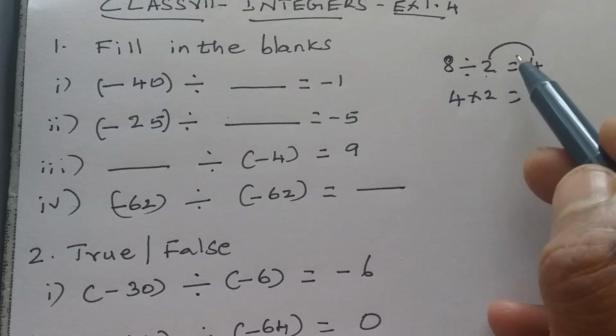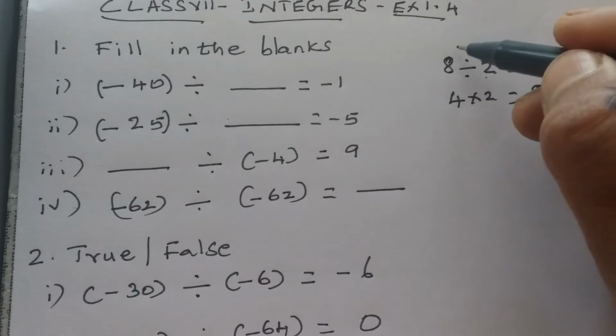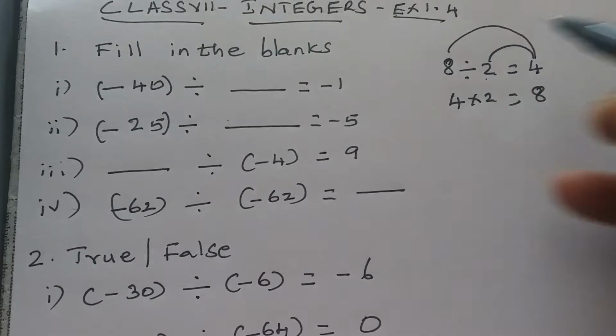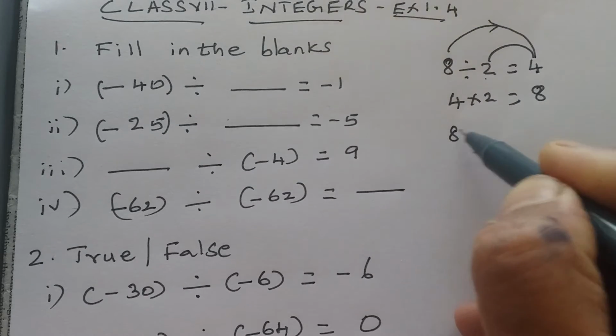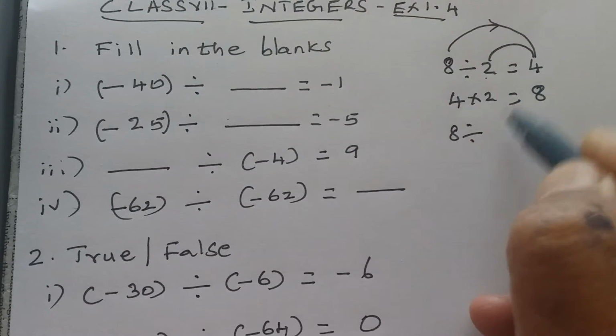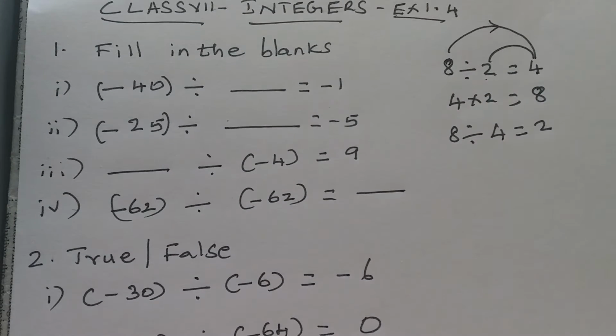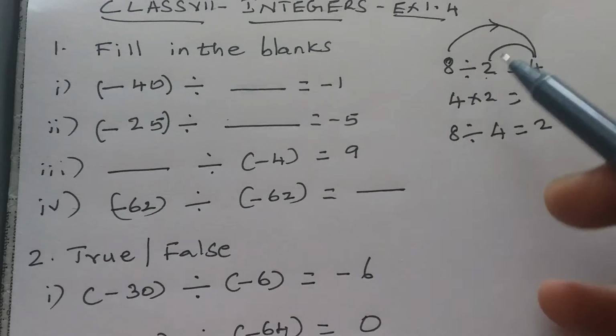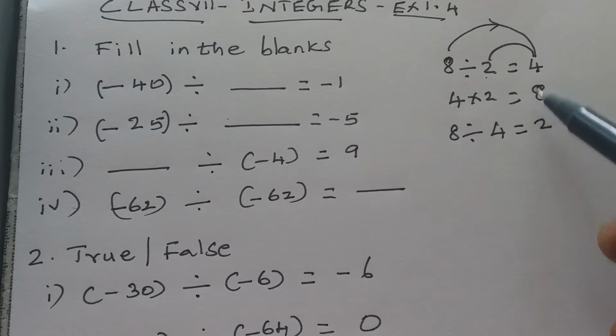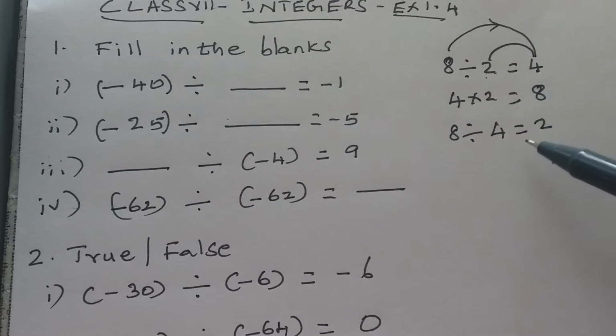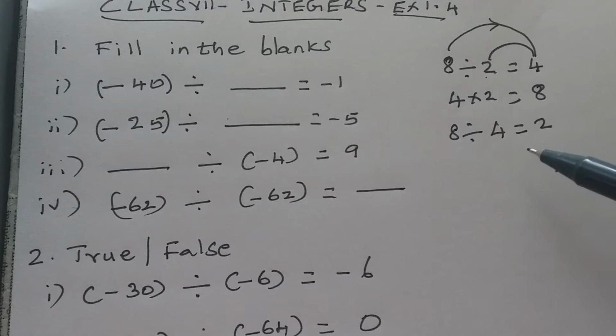And from this division sum, we can make one more division sum, that is 8 divided by 4. The dividend 8 divided by the answer 4 will give you the other number left. 8 divided by 4 is 2. So from one division sum, we can make two more statements, that is a multiplication fact and a division fact.